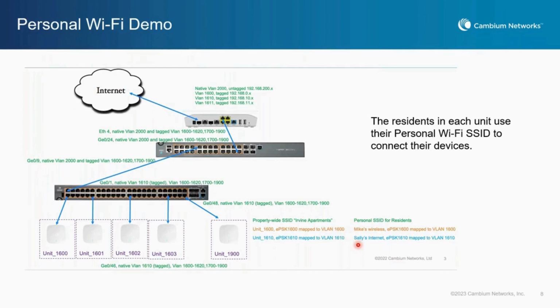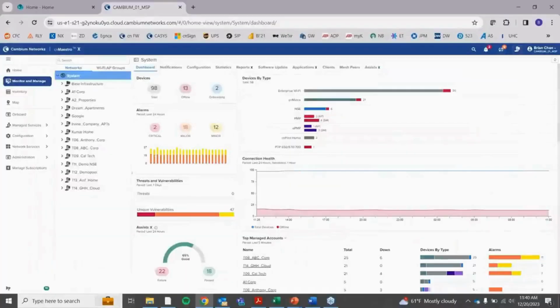And then for Sally, her devices will be mapped to VLAN 1610 as well, just like her EPSK maps her to 1610. And we will have a device override for the personal SSID to be named Sally's Internet for her AP in apartment 1610. Okay, so let's dive into the configuration.